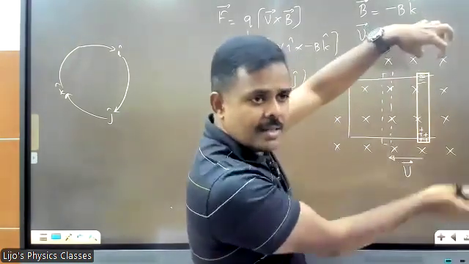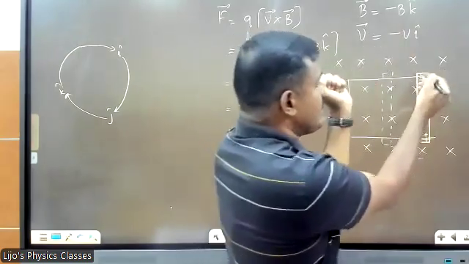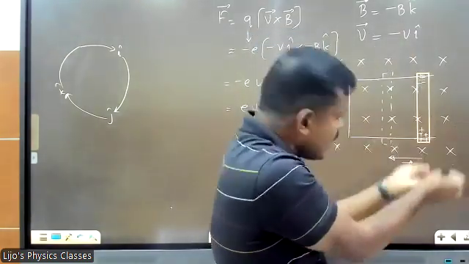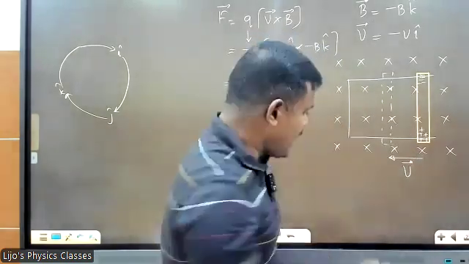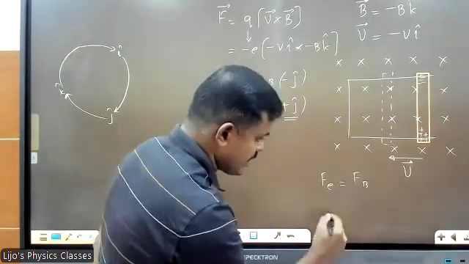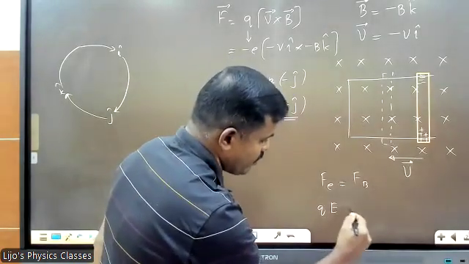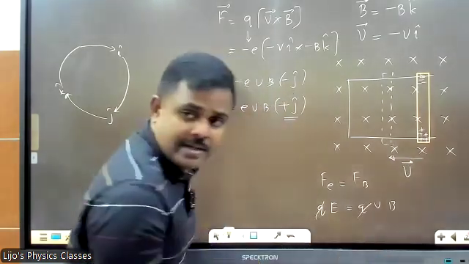Electrons are going in large numbers. They will start grouping there. Finally, it is so strong that an electron coming will be repelled back. Correct? At that point of time, electrostatic force is equal to magnetic force. What is electrostatic force? QE. What is magnetic force? QVB. And Q and Q are cancelled.